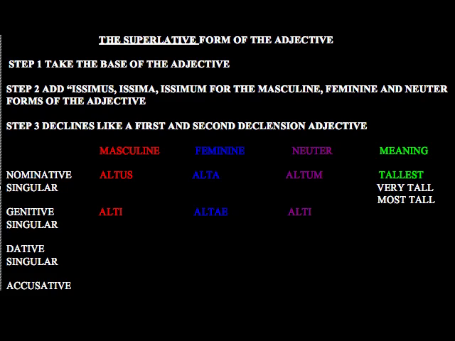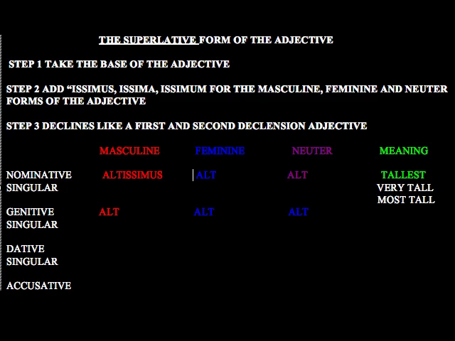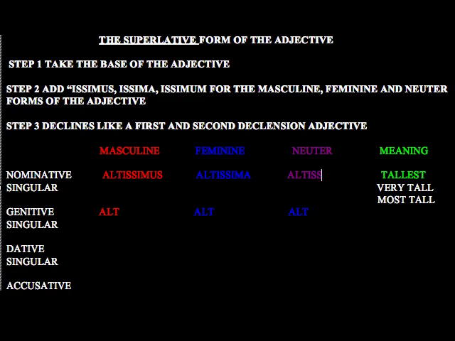Now, the formation is similar to the previous one. All you're going to do is take the base of the adjective, so alt again. Put that in the masculine, feminine, and neuter. I'm just going to show you doing that. And then you're going to add issimus, issima, issimum. Issimus, issima for the feminine, and issimum.